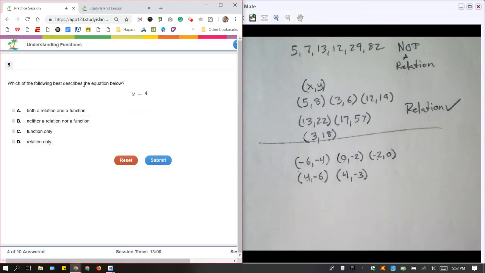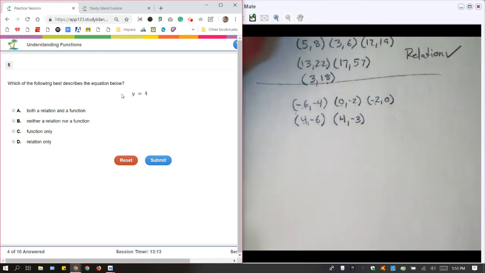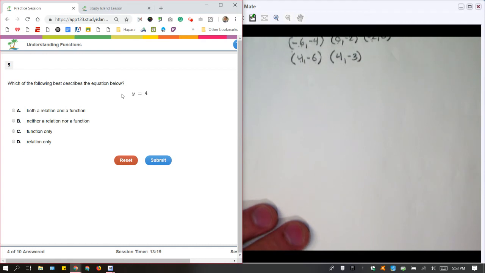Which of the following best describes the equation below? Y equals 4. Now, this is a little bit of a trick question. Let's look at this. If you have x and y values, I told you it's a relation. And you might look at that and go, hey, there's no x and y values. There's only a y value, so it's not a relation. But it's kind of a trick.